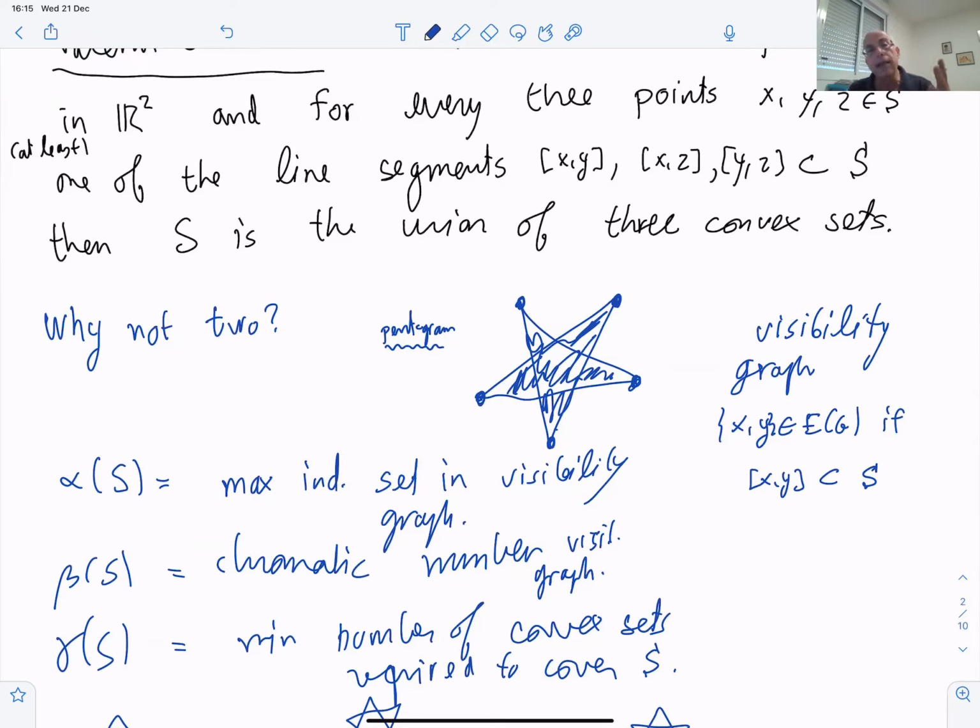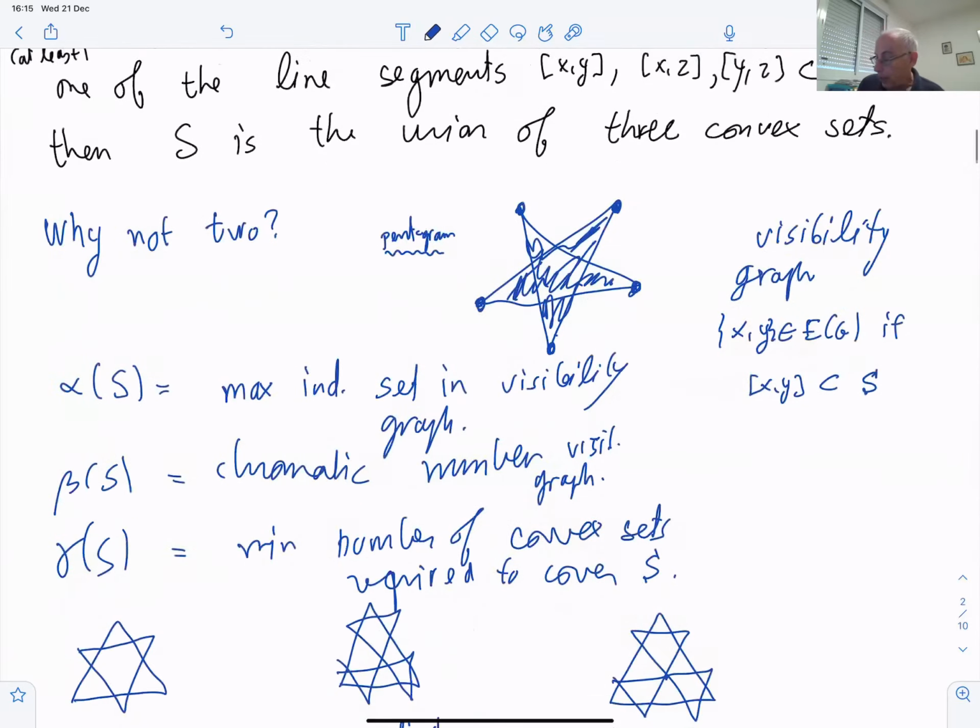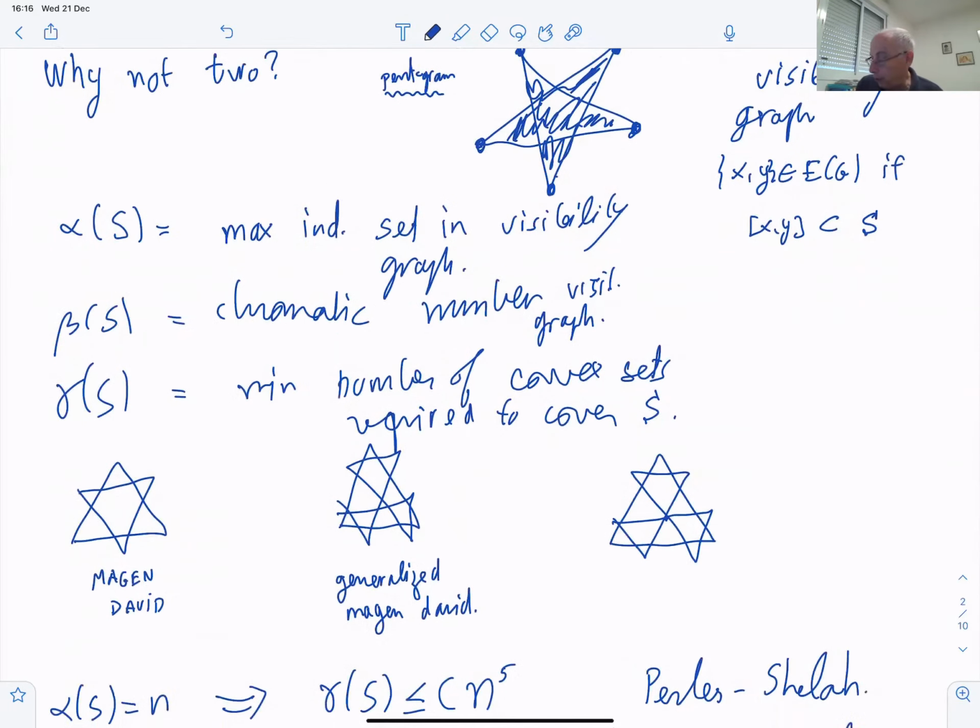And following this work from the 50s of Valentine, there is a very interesting branch of, I would say, combinatorial geometry or combinatorial convexity studying this problem. And I'll mention some highlights of this study. One highlight, for which I will not explain the precise motivation, is a generalization of the Magen David. So on the left, you see the Star of David. I don't know if this is the name in English.